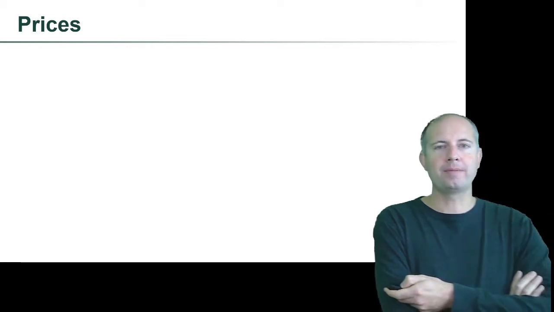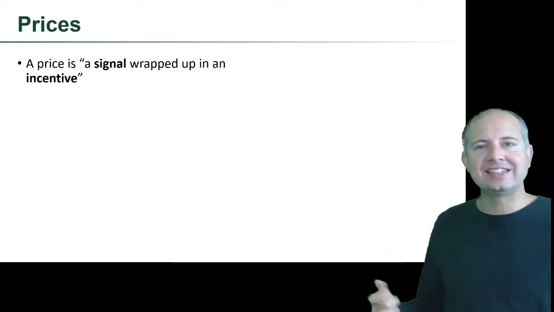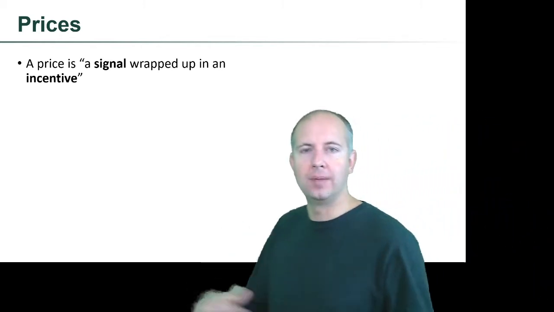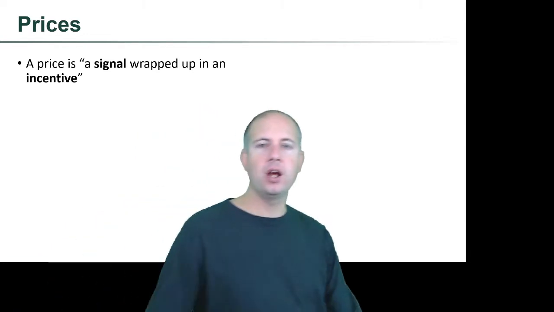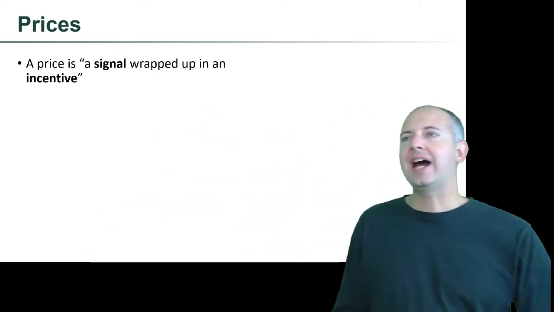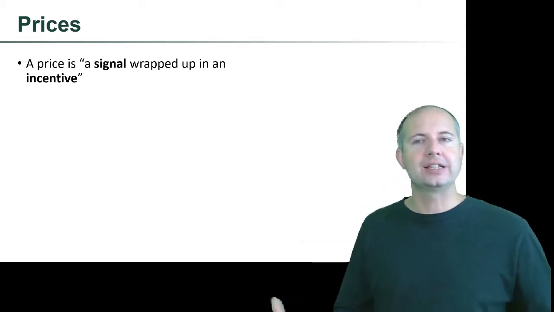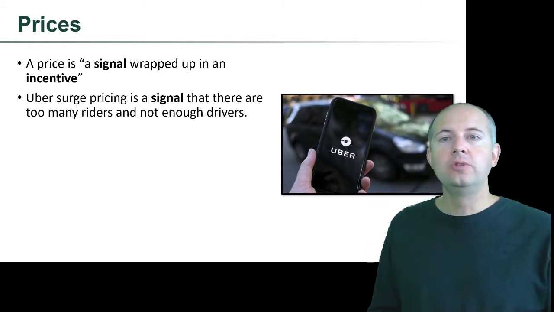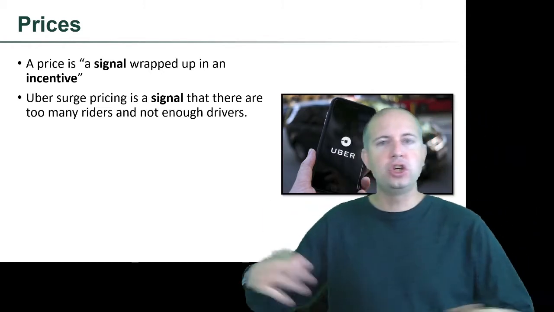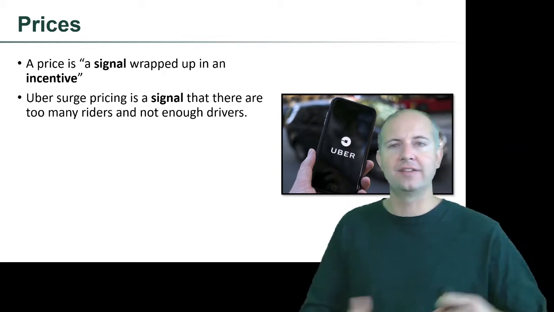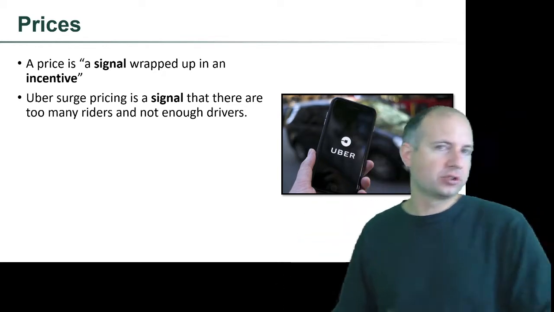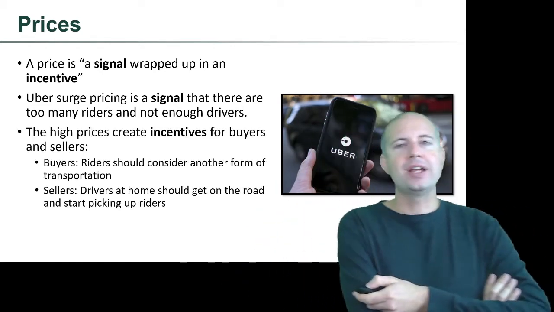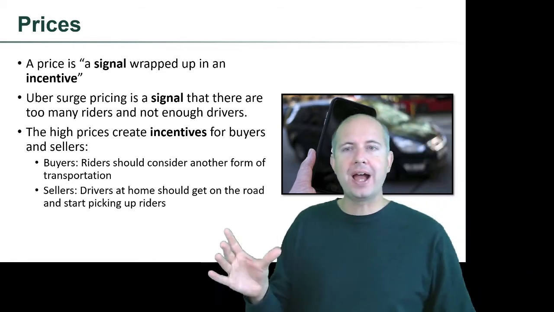Let's think a little bit more about prices. So I've seen it said that a price is a signal wrapped up in an incentive. So here's what I mean by that. Let's think about Uber surge pricing. You probably know Uber surge pricing is when, in a time of great demand, you think about a concert letting out and there's lots of people wanting a ride home, the price of an Uber goes up. Uber surge pricing is a signal that there are too many riders and not enough drivers. So essentially, a lot of riders aren't going to be able to get a ride because there just aren't that many people out driving. Well, the high prices create incentives for both buyers and sellers.